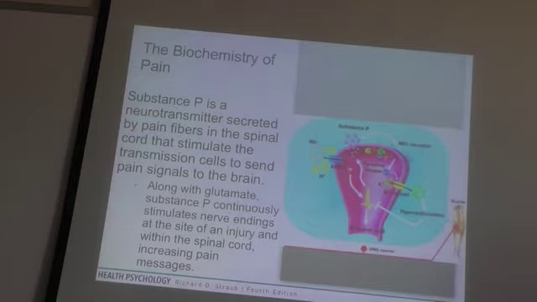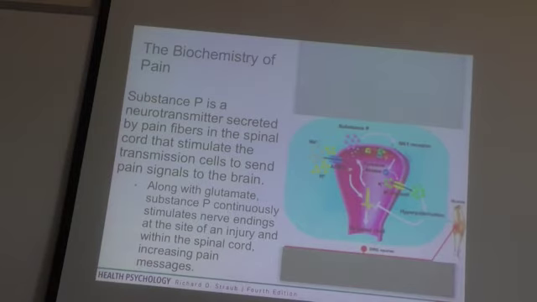Substance P is a neurotransmitter secreted by pain fibers in the spinal cord that stimulate the transmission cells to send pain signals to the brain. Now the reality is that most of our analgesics, the things that we take to keep us from being in pain, such as Tylenol or ibuprofen, well, Tylenol and ibuprofen both block substance P. And because it blocks substance P, of course, the pain message isn't making it up to your brain. And that's why they work as painkillers.